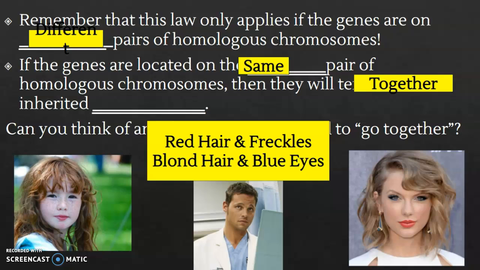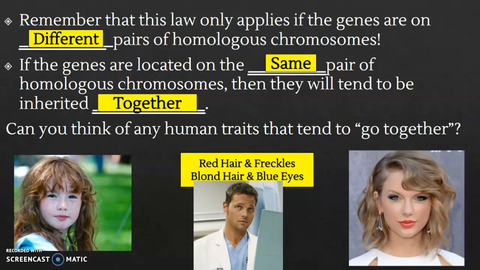Remember, this law only applies if the genes are on different pairs of homologous chromosomes. So if the genes are located on the same pair of homologous chromosomes, then they are inherited together. So can you think of any human traits that tend to go together? Well, here are 2 examples: red hair and freckles, and blonde hair and blue eyes.